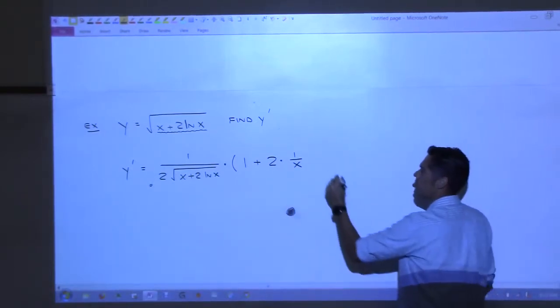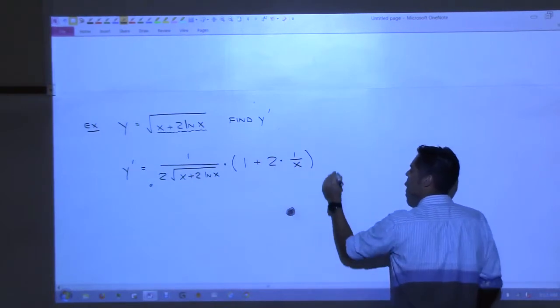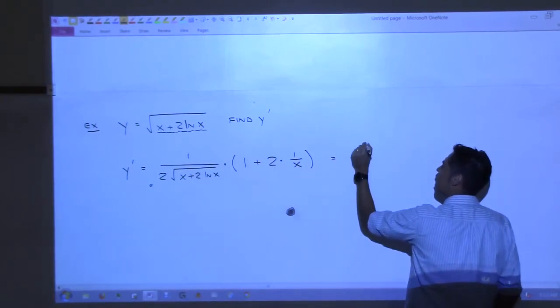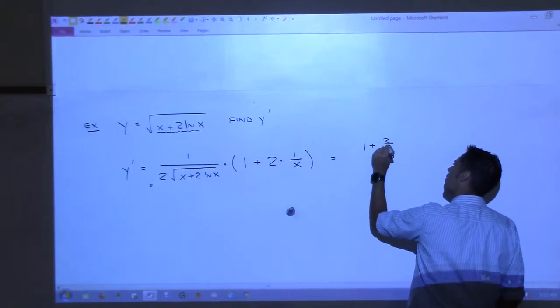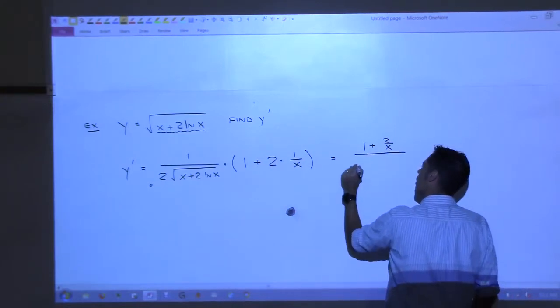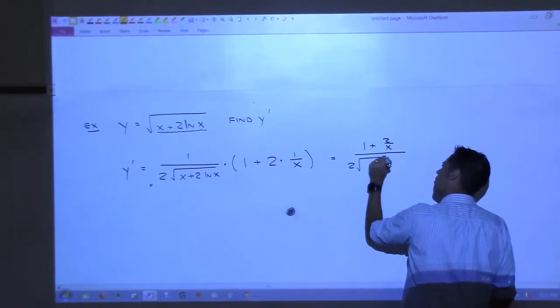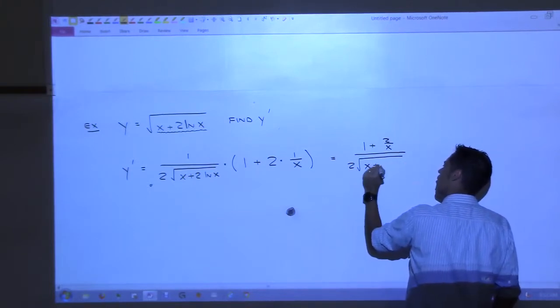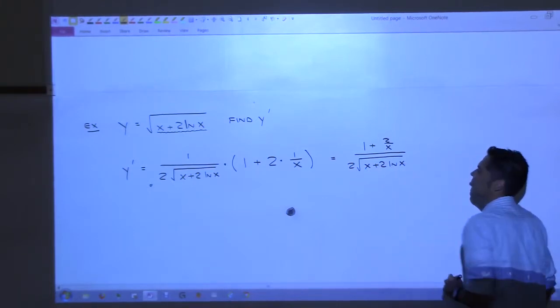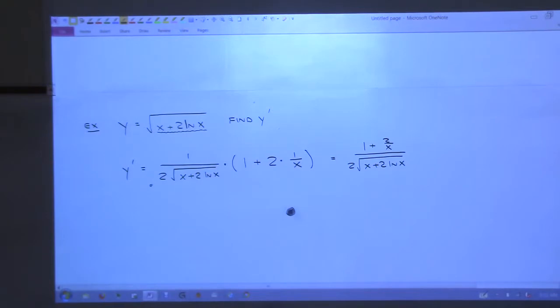Close the parentheses. So if I wanted to, maybe I could write it like this: 1 plus 2 over x over 2 square roots of x plus 2 ln x. That's it. Is that okay?